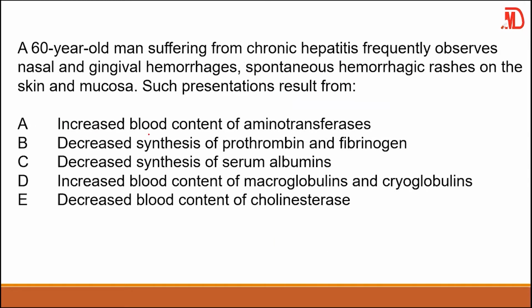A 60-year-old man suffering from chronic hepatitis. Again, what are the markers for hepatitis or for infection of the liver? Who can tell me? What are the biomarkers? What enzymes do you look for? AST, ALT. Very good. Don't forget, the same AST and ALT can also be found in the heart.